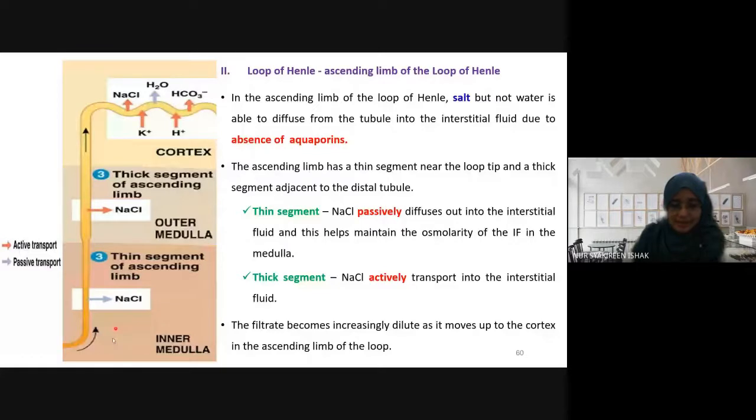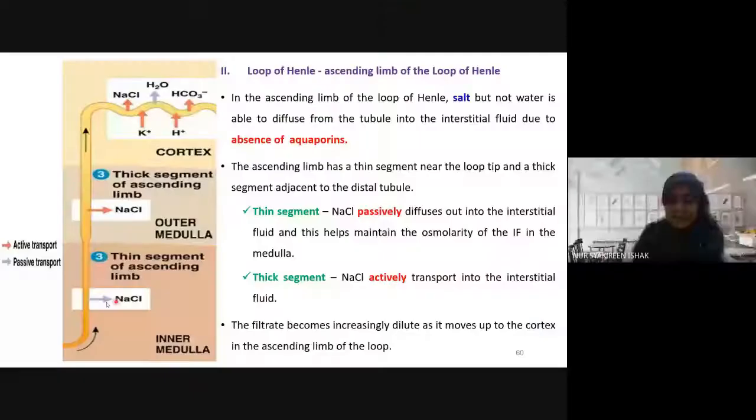Okay, dekat ascending, dekat thin segment, you have sodium chloride diffusing out of the filtrate. Sebab apa? Dekat sini tadi, you take note, kat sini concentration of filtrate is the highest, 1200 milliosmol. Disebabkan kat sini concentration filtrate sangat tinggi disebabkan oleh apa? Sebab banyaknya salt in the filtrate. Bila banyak dah salt dalam filtrate tu, dia akan menyebabkan salt tu keluar. Faham? Keluar hanya melalui proses passive transport. It passively diffuses out of the filtrate into the interstitial fluid.